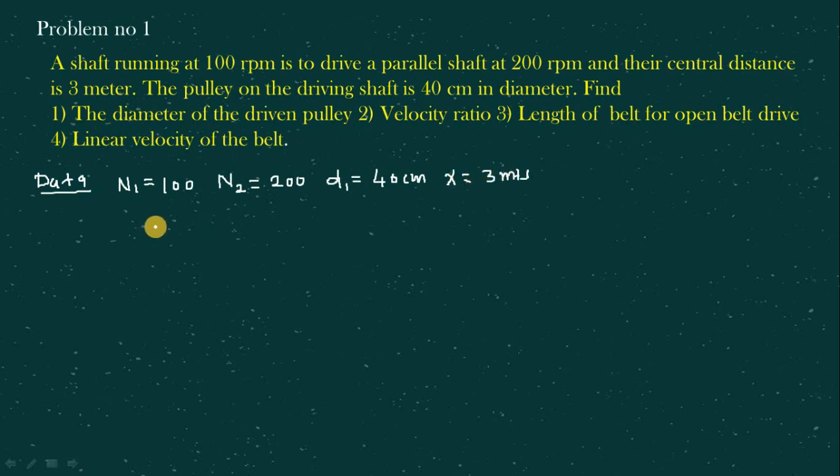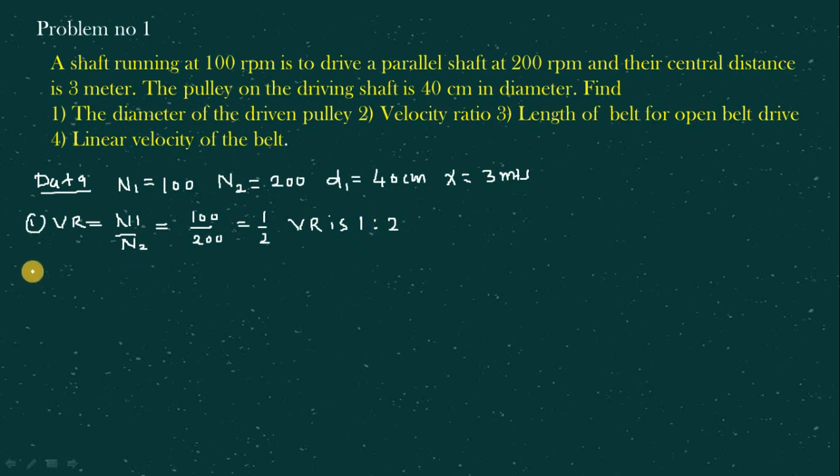So let's calculate the velocity ratio, which is equal to n1 by n2. That is nothing but the ratio between the speeds of the driving pulley to the driven pulley. That is 100 by 200, which is equal to 1 by 2. So the velocity ratio is 1:2.